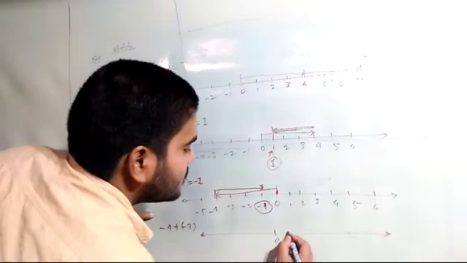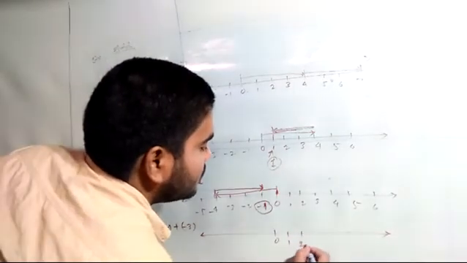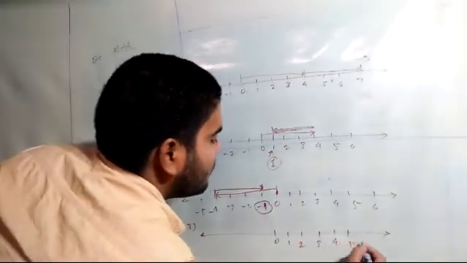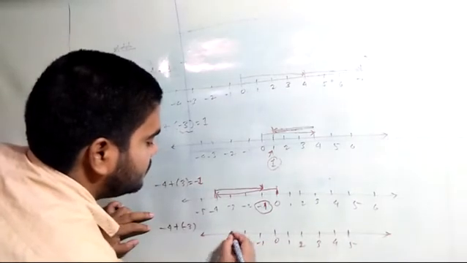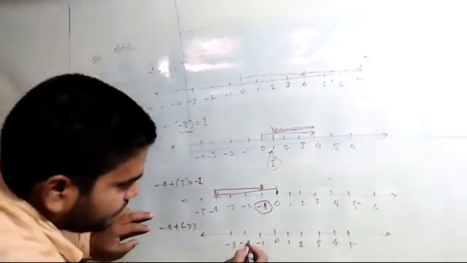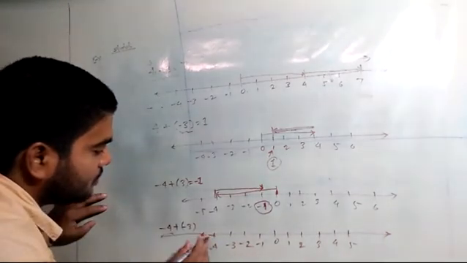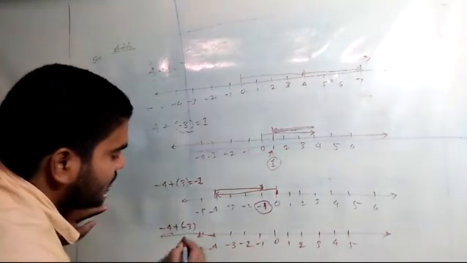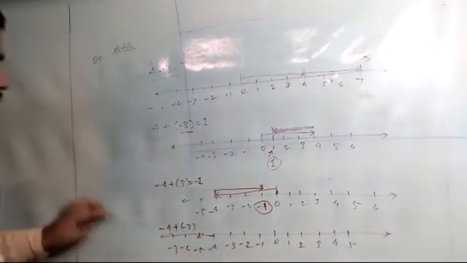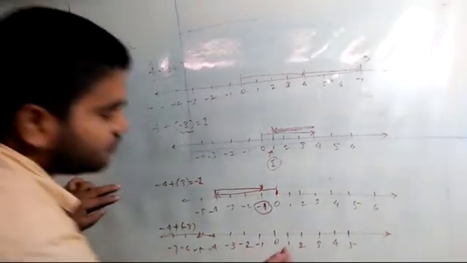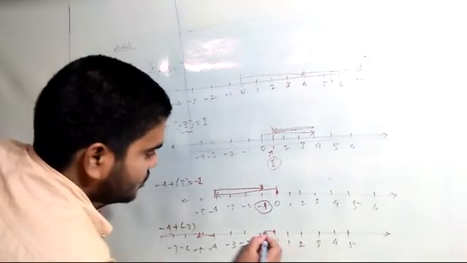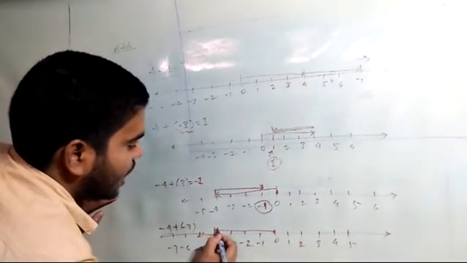So here 0, 1, 2, 3, 4, 5, minus 1, minus 3, minus 4, minus 5, minus 6, minus 7. Now you see we have to go up to minus 4. 0 is here. 0 to minus 4 means up to here I have to reach.